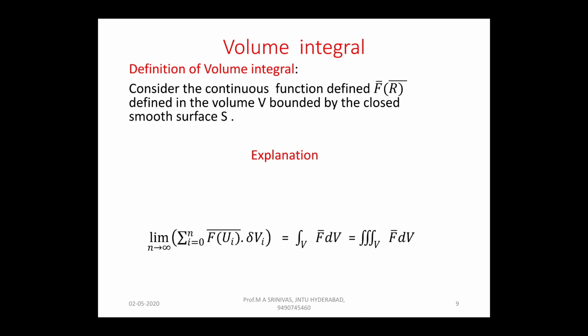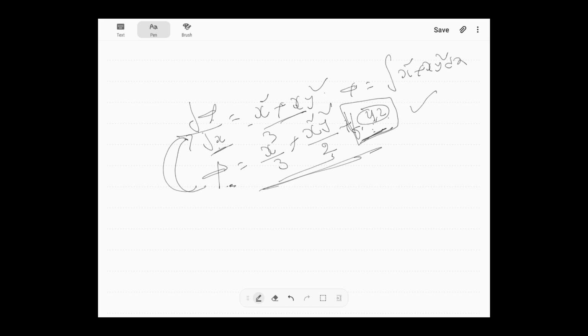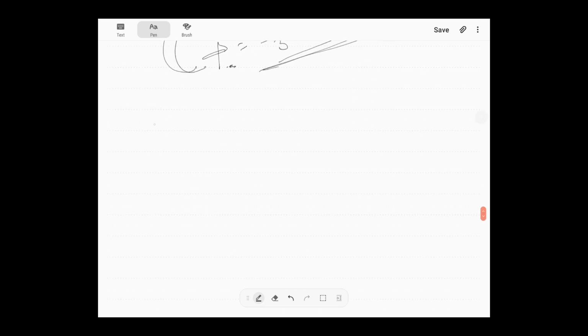Now we need to learn one more theorem, the last theorem, that is the divergence theorem. For learning that divergence theorem, I need the definition of volume integral. This is very simple. And how do you define it? A volume integral is also just similar to the line integral and surface integral that we have done previously. Now we'll define what the volume integral is.